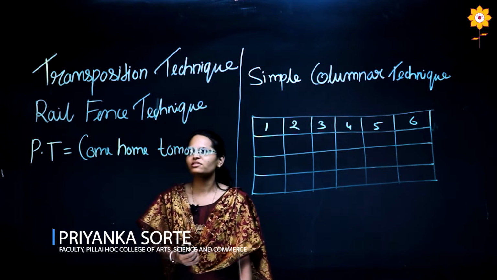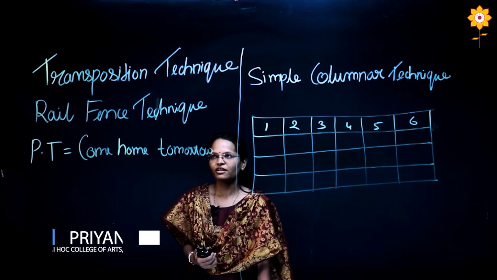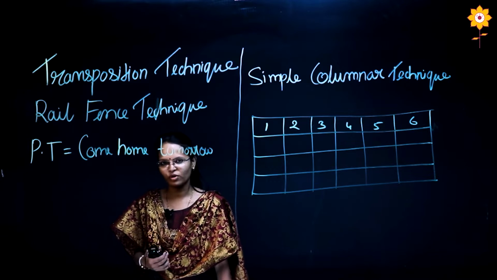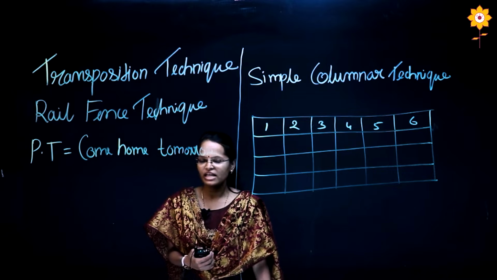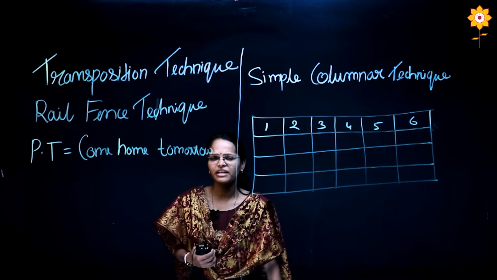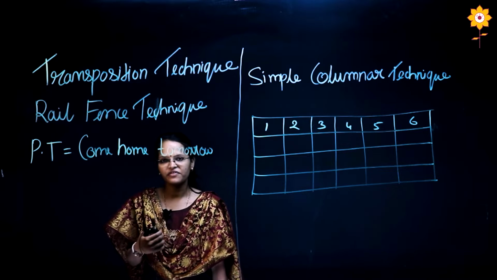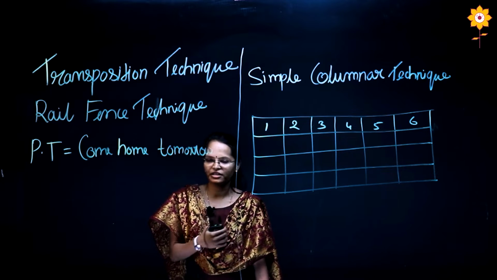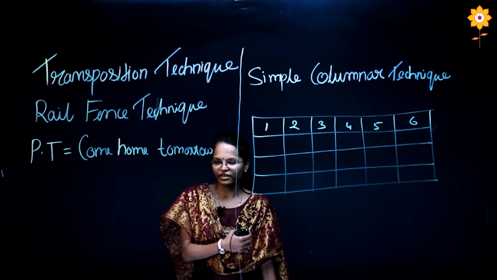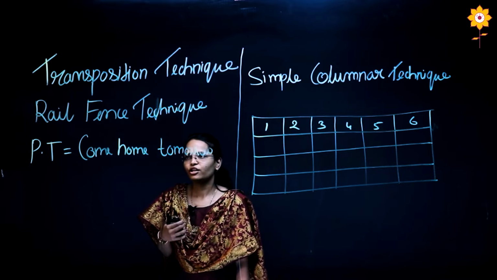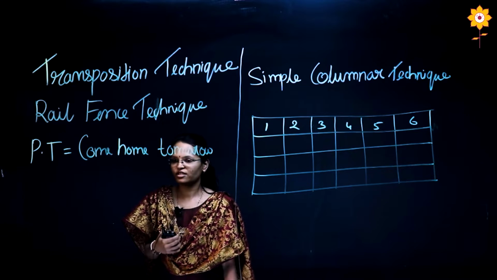Today we are going to study transposition technique. Transposition technique is used to convert a plain text into cipher text. What is plain text? Plain text is the information that we can read, and cipher text means one that we cannot read. It is in an encrypted format. So today we are going to study two techniques that come under the transposition technique.